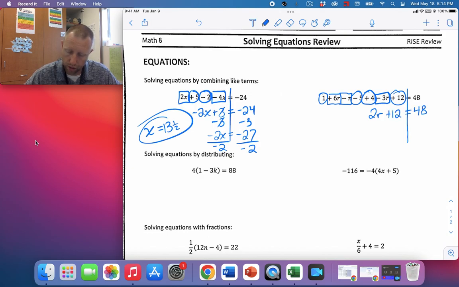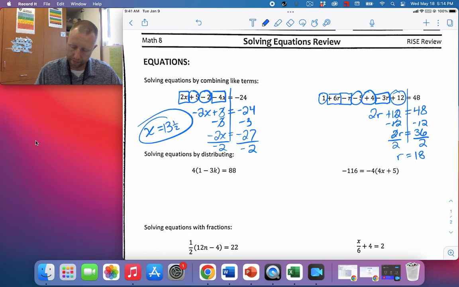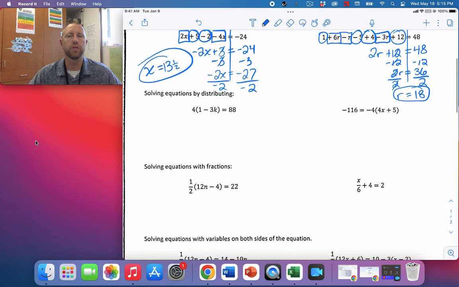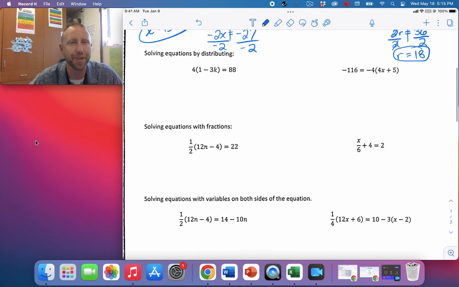All right, so I have 2r plus 12 equals 48. I'm going to subtract 12 from both sides. And I get 2r equals 36. 48 minus 12 is 36. And divide both sides by 2. And I get r equals 18. All right, so moving on to the next scenario they give us.